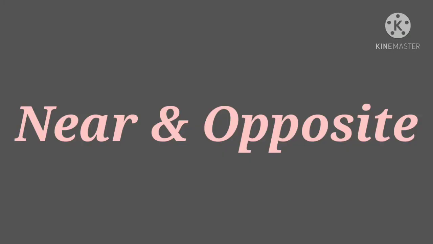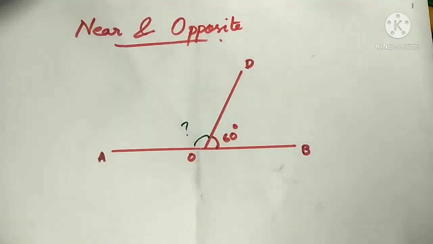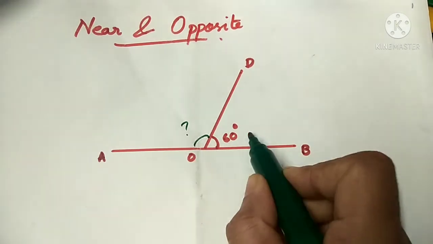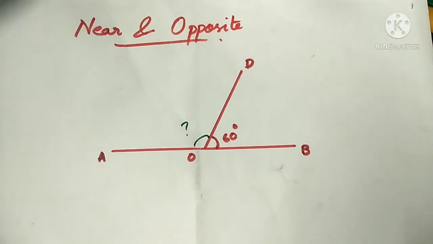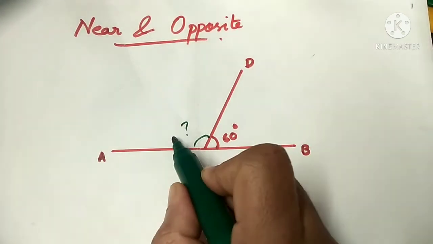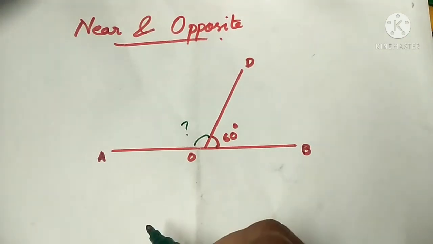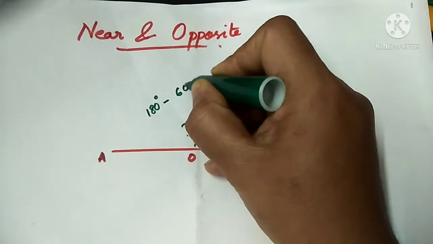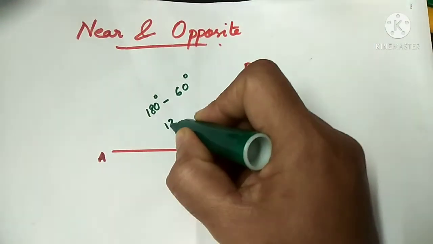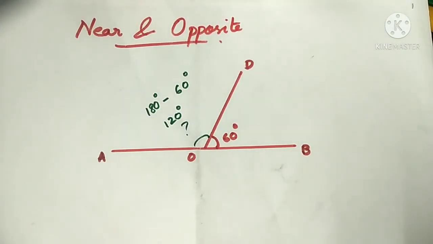Okay. Next topic, nearby and opposite angles. Look into this figure. This angle is unknown. We don't know how much this is. But see, these two angles are on a straight line. That means the sum of these two angles gives 180 degrees. So to find this angle, we have to subtract the 60 degrees from 180 degrees. So 180 degrees minus 60 degrees is equal to 120 degrees.